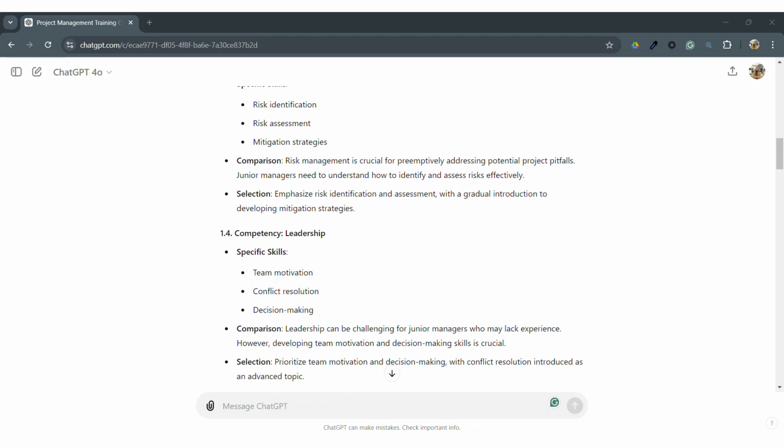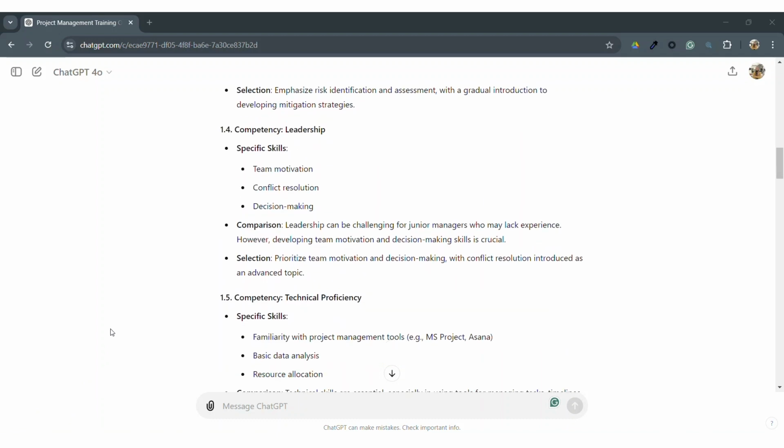Let's take a look here at the leadership competency. So as you can see, the AI broke down each competency into skills that need to be mastered. For example, here in leadership, we have team motivation, conflict resolution, and decision making. And in the comparison line, which I know sounds a little bit weird, AI is not really good with naming things sometimes, especially in such a difficult prompt method, but it's fine.